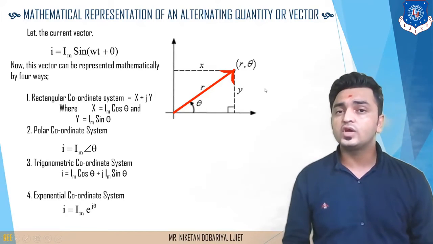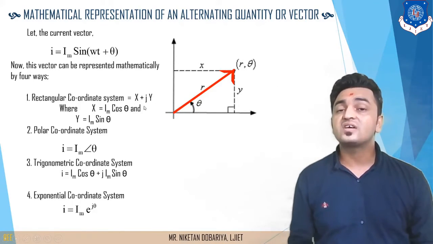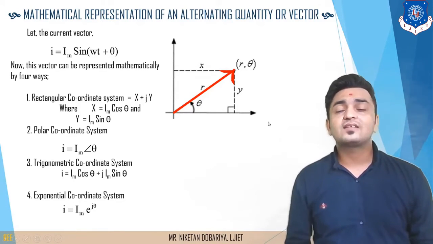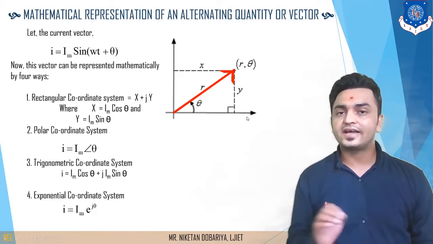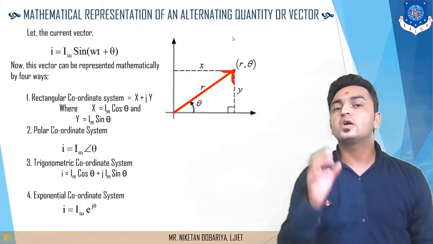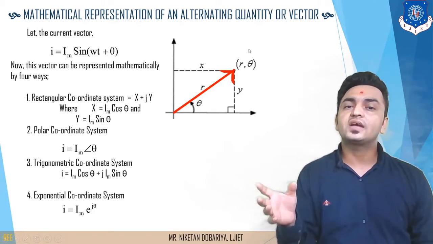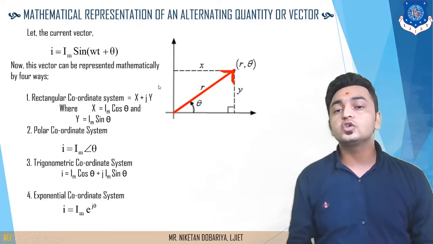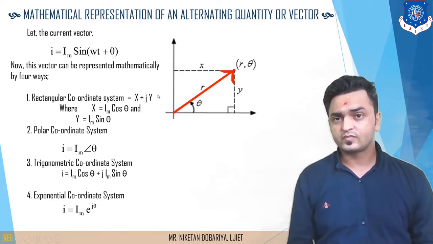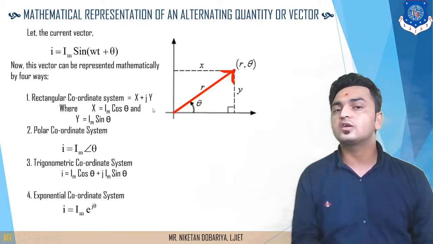So if we want to define this in rectangular form, we can define it by x plus jy, and we had already studied before that the x axis we define as the real axis, or real component, and the vertical axis we define as the imaginary component. To denote the imaginary component we use the term j over here, or you can use i also. So basically here we have defined the term x plus jy, which is the rectangular form of this given vector.